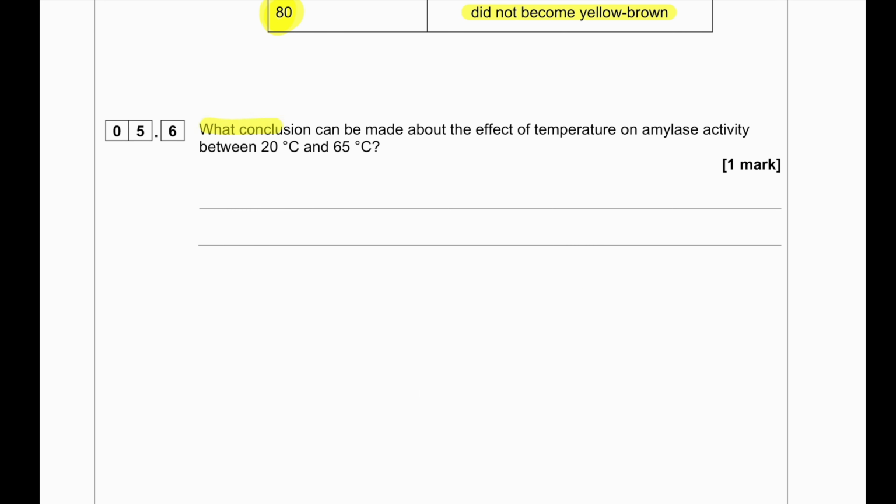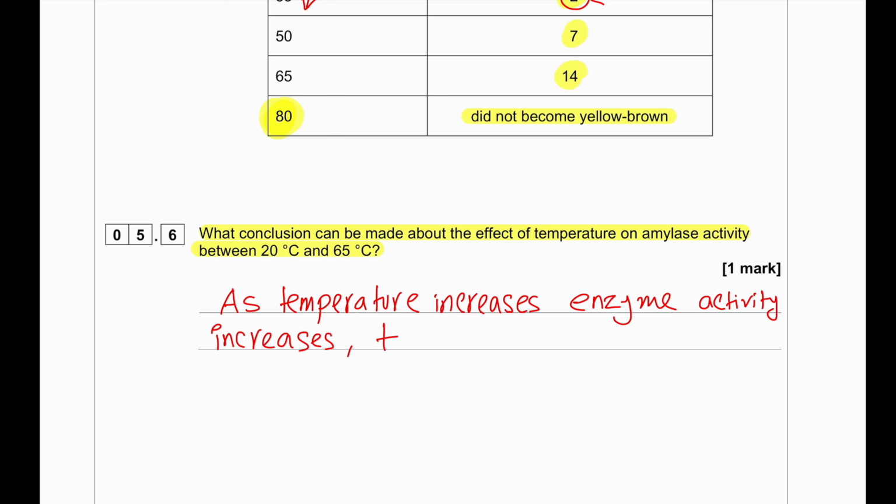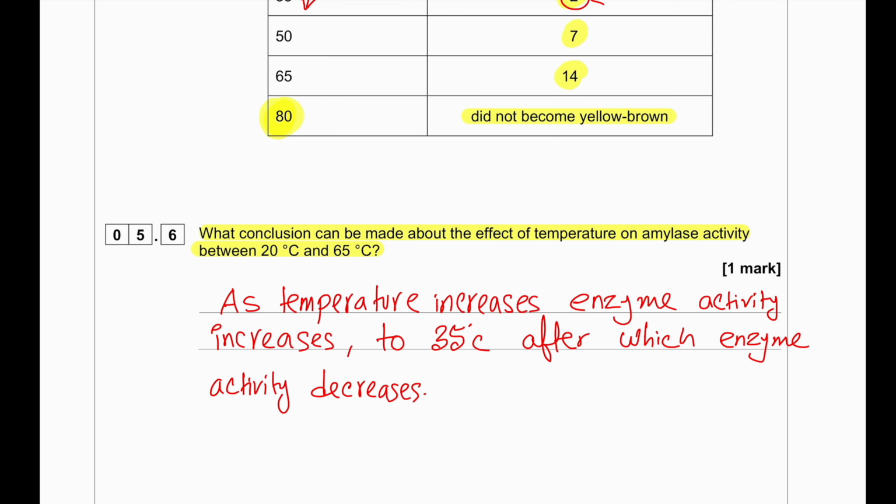What conclusion can be made about the effect of temperature on amylase activity between 20 degrees Celsius and 65 degrees Celsius? So we can say between 20 to 65, as the temperature increases, enzyme activity increases up to 35 degrees Celsius. As you can see, from 20 to 35, the enzyme activity increases. We need the least amount of time. And after 35 degrees Celsius, the enzyme activity decreases again.